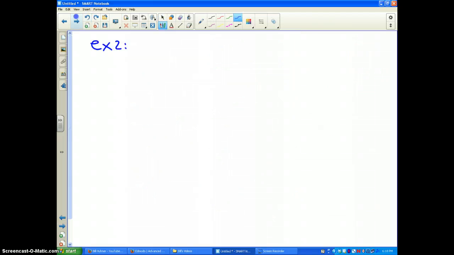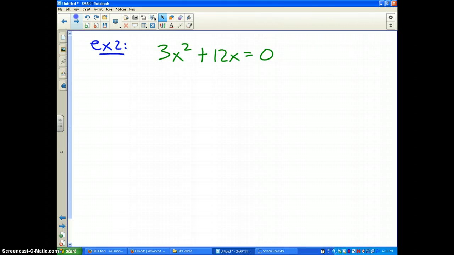Example number 2. 3x squared plus 12x equals 0. Now, I neglected on the last problem to remind you of this when you factor, the first rule of factoring. Well, it's already equal to 0. So, I need to factor this.